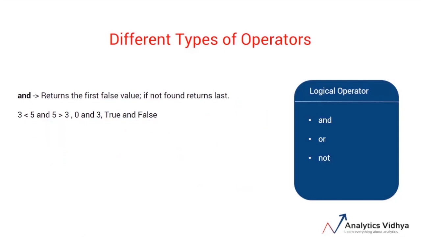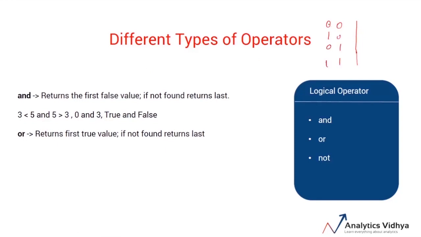Let's move to the second operator in logical operators, that is the OR operator. So the definition of the OR operator in Python is that it returns the first true value, and if not found, it returns the last. Let's work this definition on our logic case example.